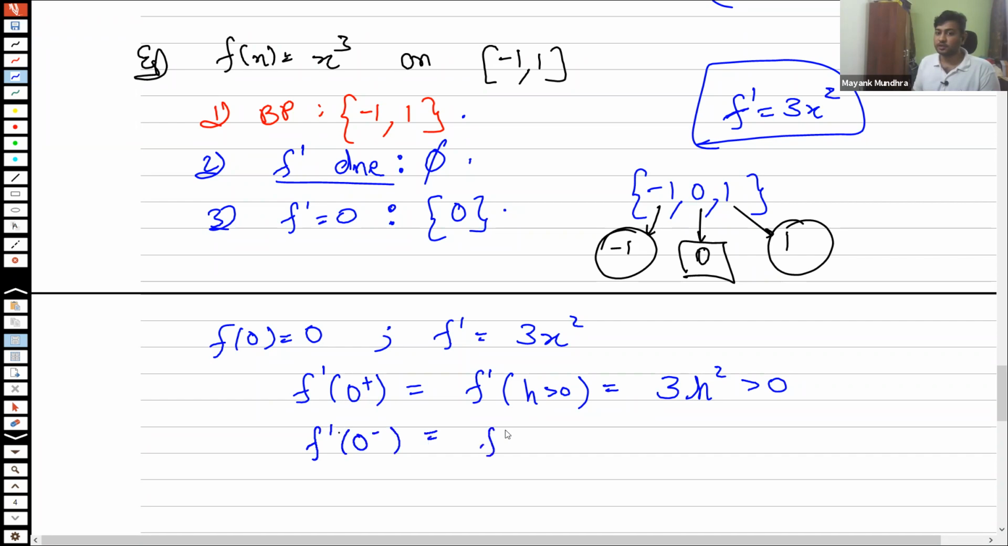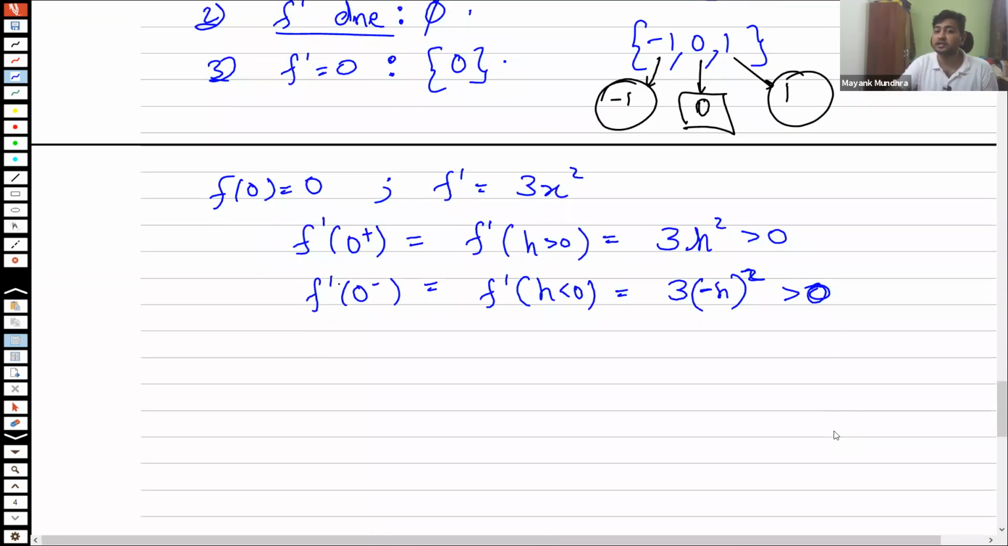To the left of 0, this function takes negative h, where I write negative h to represent minus. So this square ensures that this thing will still be positive. So the function is increasing to the left of 0 and it is increasing to the right of 0. So whatever is the story at 0, the function is going to be increasing here and increasing here. So it's going to be an increasing function passing through 0, 0.